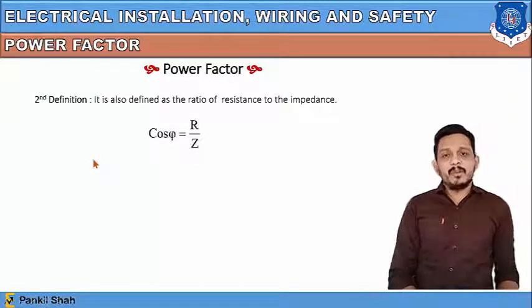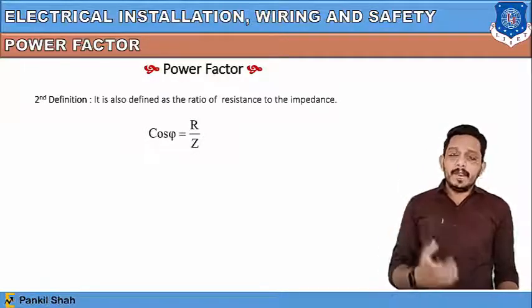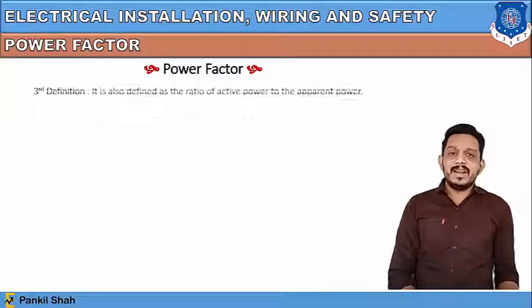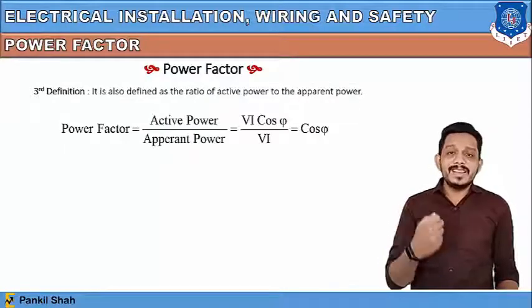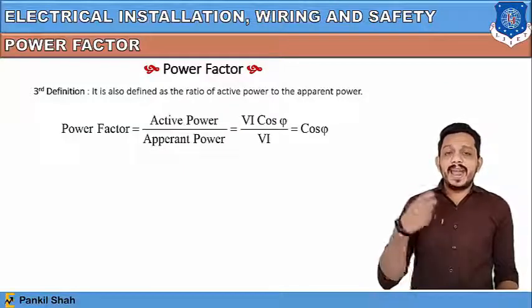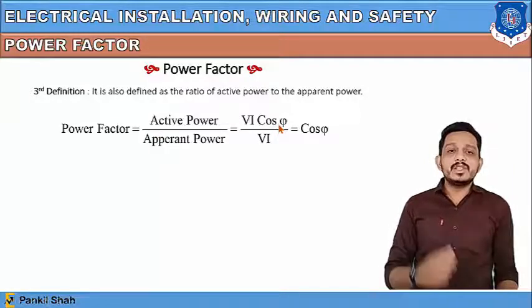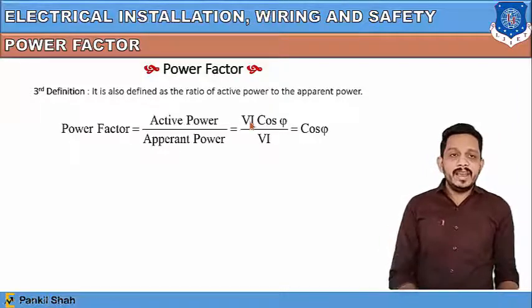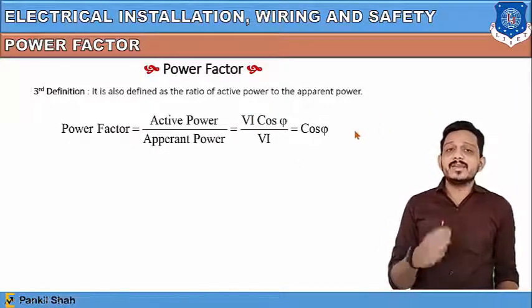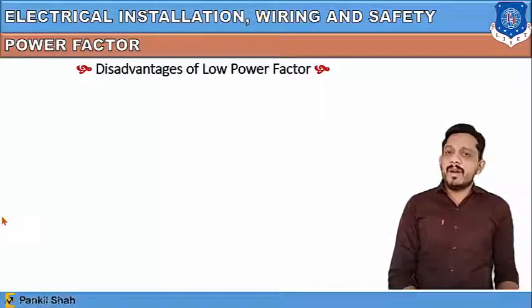The second definition of power factor is the ratio of resistance to the impedance of any circuit. The third definition is that power factor is the ratio of active power to apparent power, because we know that active power is given by VI cos phi, and apparent power is given by VI. If VI cancels, this gives the power factor cos phi. So these were the three definitions of power factor.